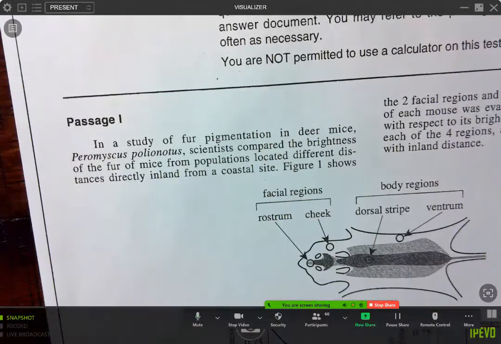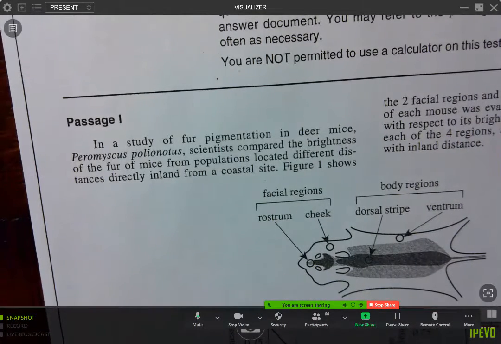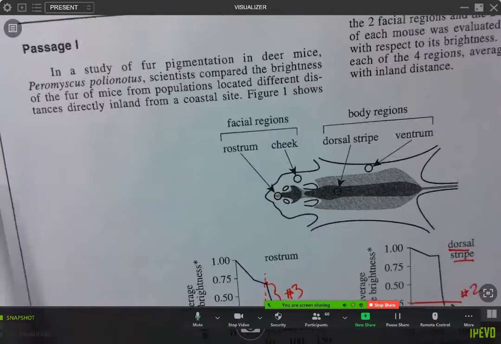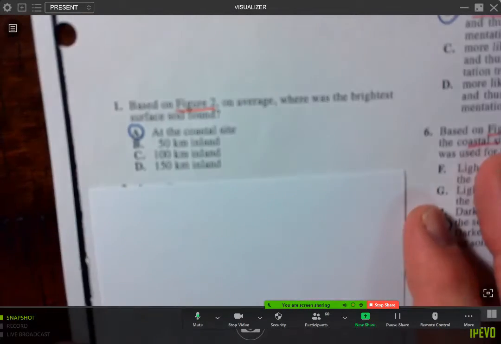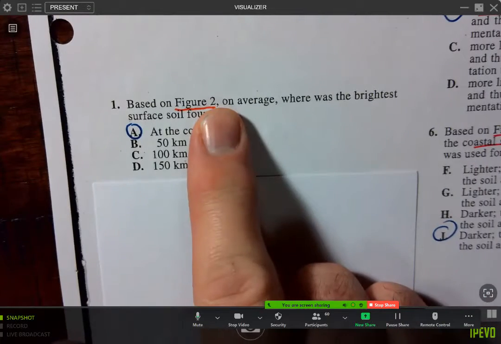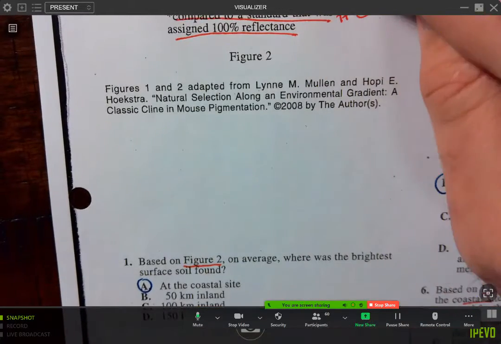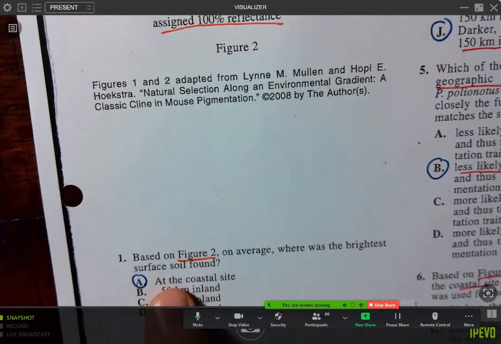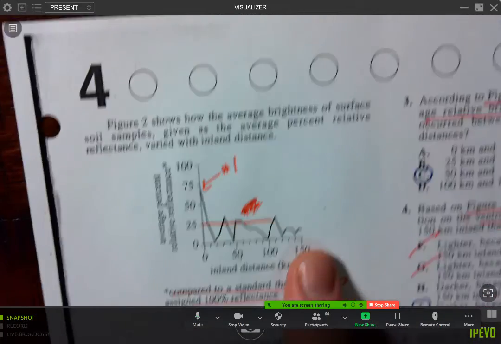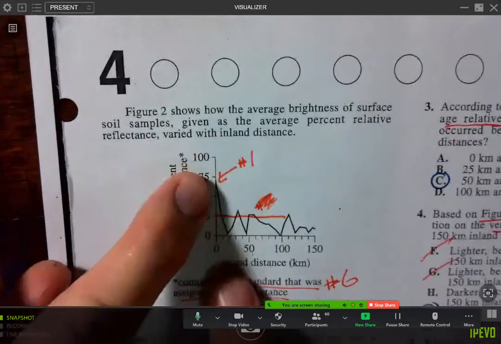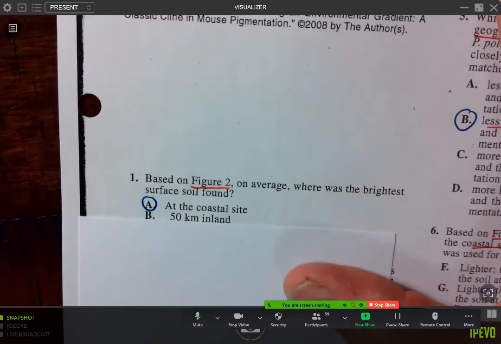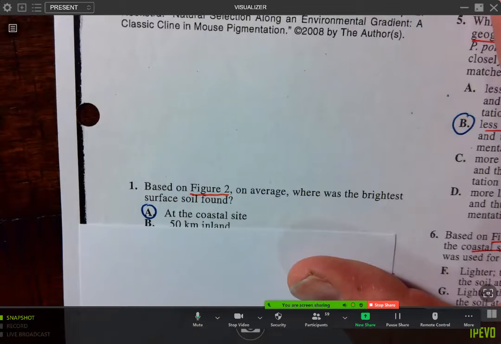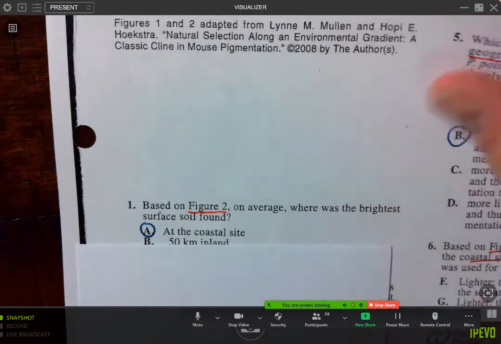Hopefully people felt that this passage was a little bit easier to do than the other one. So let's look through it here. The first question asks, based on figure 2, which is right above it, on average, where was the brightest surface soil found? If I'm looking at this, the brightest surface was right here, which meant a distance of 0 inland. Since we're not going inland, we must be at the coast site. That's as bright as it gets.